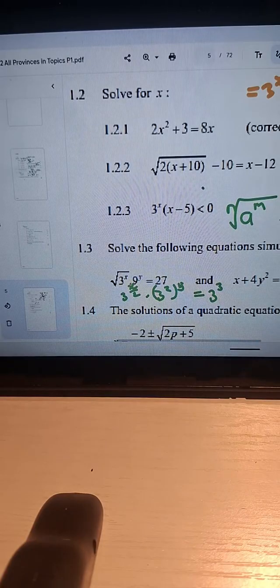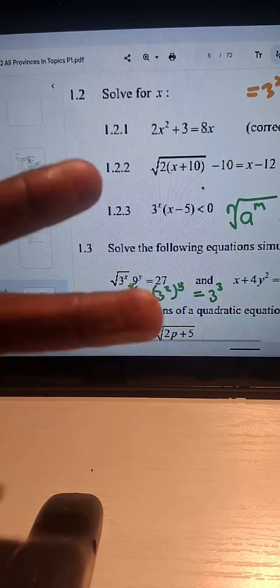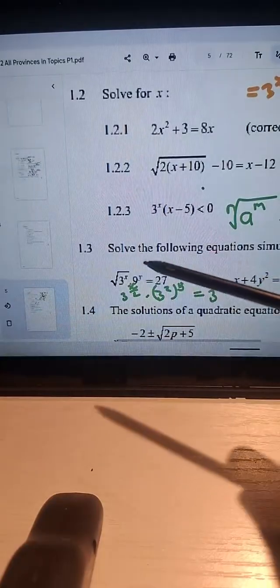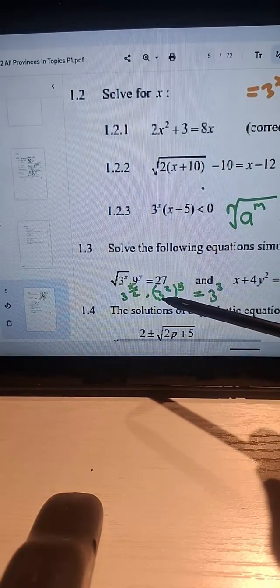What is a composite number? A composite number is a number that has more than 2 factors. So for instance, 9 is a composite number. The factors of 9 are 1, 3, and 9. You see? So we write 9 as a prime base.